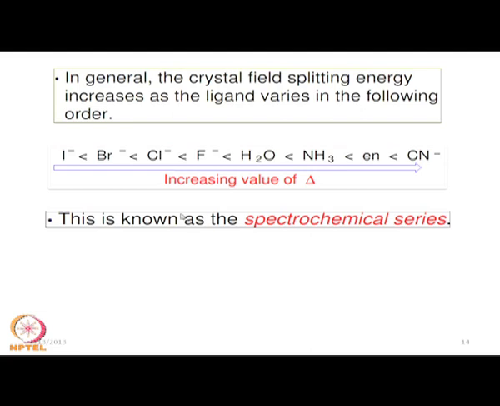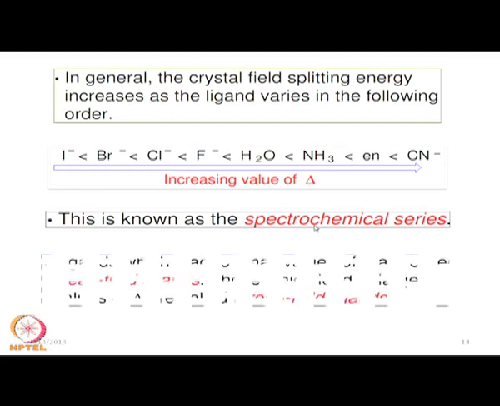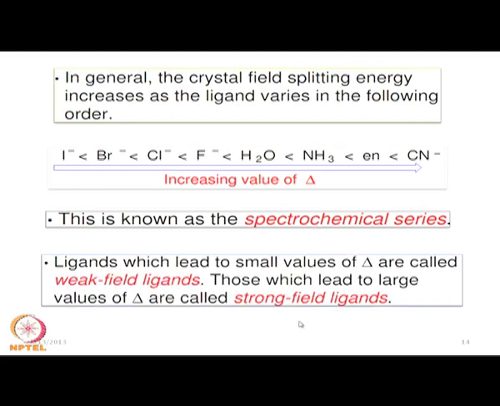This particular part, that means the ordering of some ligands in a particular sequence from weak field to strong field with increasing delta, that means I minus, the iodide ion, has a smaller delta value compared to CN minus, which has the highest possible delta value in this particular series, is known as the spectrochemical series. Since it is affecting the optical spectra, the electronic spectra, the ligands which are affecting and giving a corresponding order in this particular sequence, we consider it as the spectrochemical series.